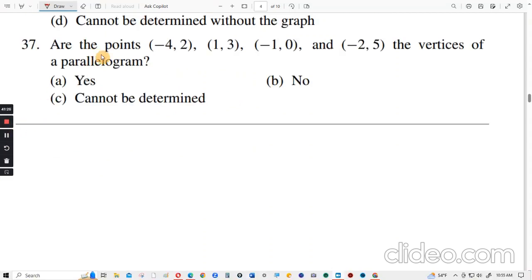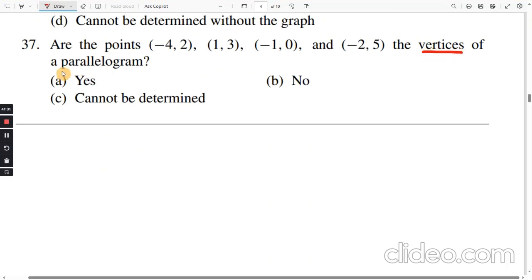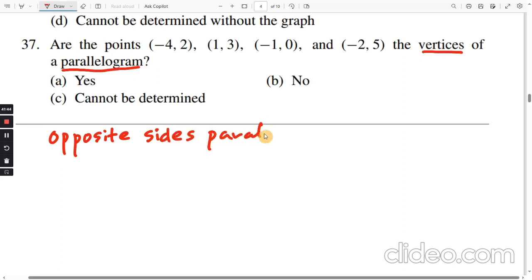All right, 37, are these 4 points the vertices of a parallelogram? What do we know about parallelograms? Opposite sides parallel. All right, so we just want to find, and parallel lines, that means they have the same slope. So we just want to find 2 pairs of matching slopes.